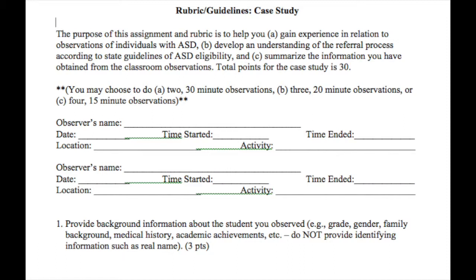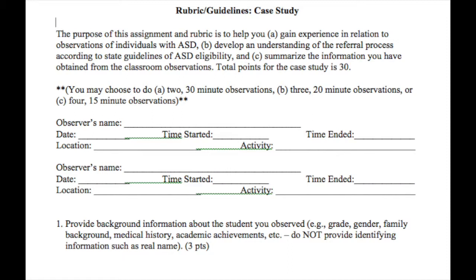So for this assignment, you need to do 60 minutes of observation. So you can either do two 30-minute observations, three 20-minute observations, however you want to break it up. And then you can fill out that top part with who you are and the time you observed them.